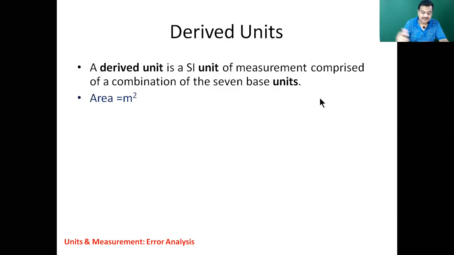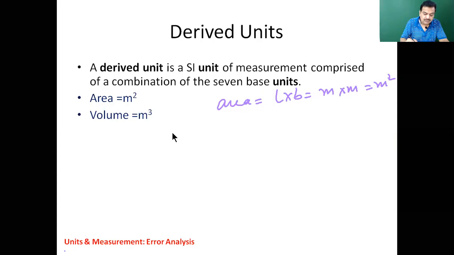Area is length into length. What the area means? Area is equal to length into breadth. Length is measured in meter. Breadth is also measured in meter. So it is meter square. Okay. Volume. Volume is the length into breadth into height. That is meter into meter into meter. The unit will become meter cube.